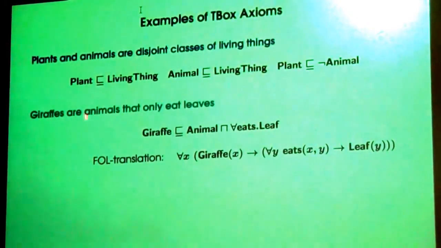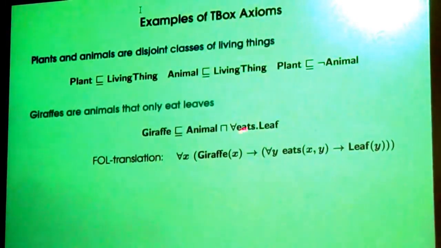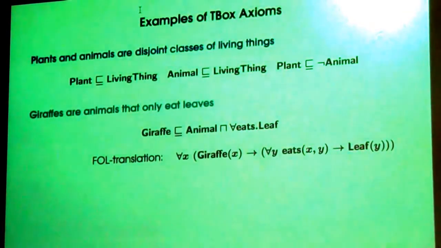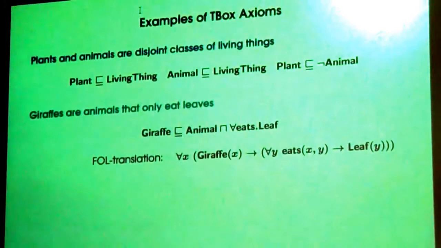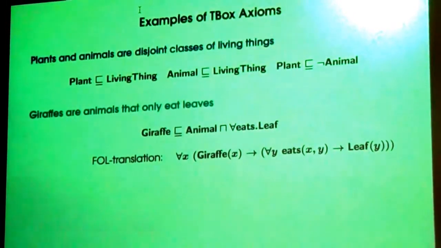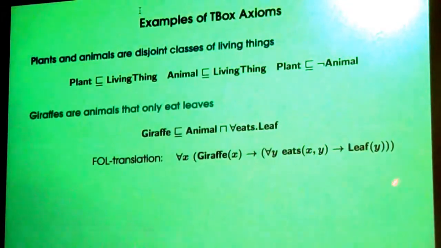Something else we can say: giraffes are animals that only eat leaves, okay? So in this case, giraffes are animals, and everything that they eat is a leaf. Now, as I mentioned, everything that we're stating here has exactly a correspondence to a first-order logic formula. So, for instance, if I take this one here, it corresponds to this formula: for all x, if x is a giraffe, and if x eats something, then that thing is a leaf. And so all the axioms that I'm stating today correspond in a very precise way to a first-order logic sentence.